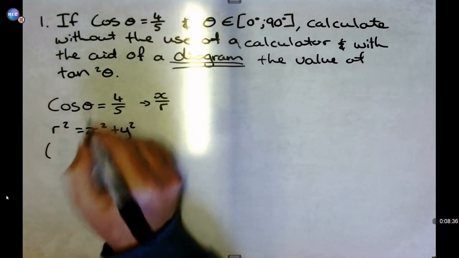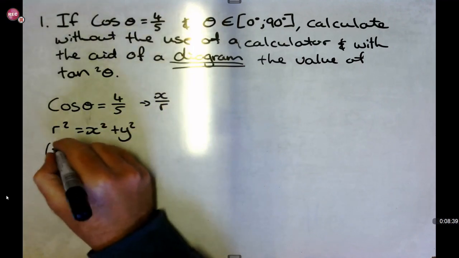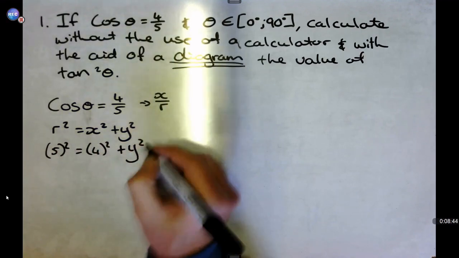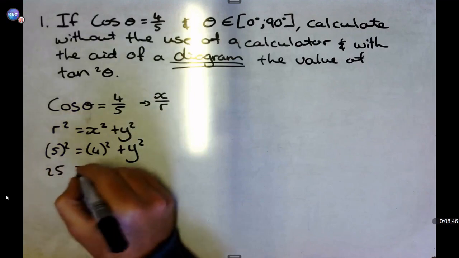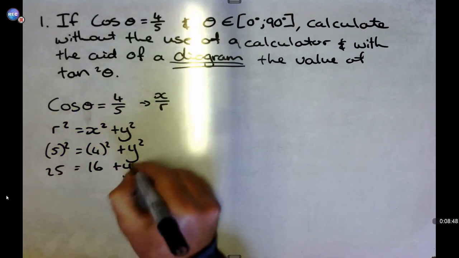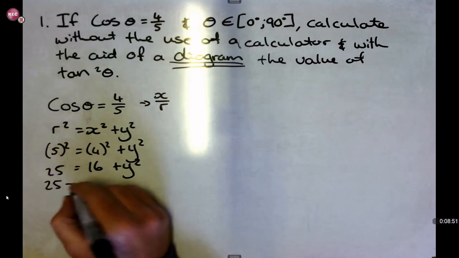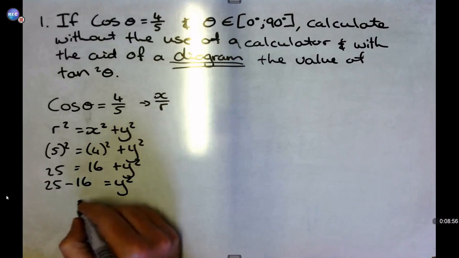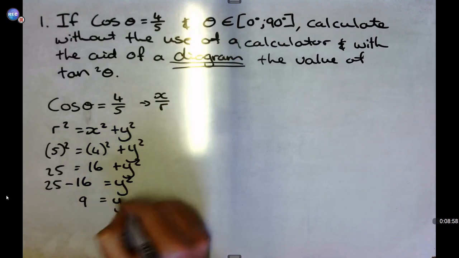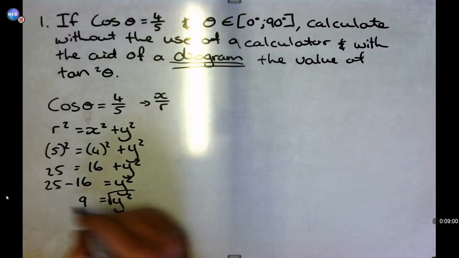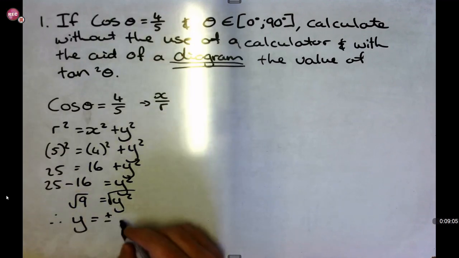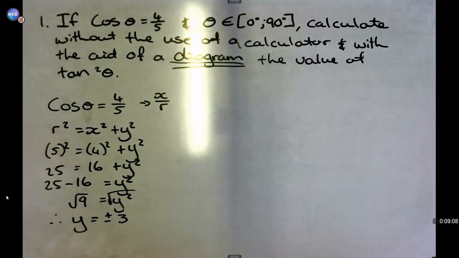So, r's value is 5, so you say 5 squared equals x's value, which is 4, so 4 squared plus y squared. 5 times 5 is 25, equals 16 plus y squared. Carry 16 over, it becomes negative. Then 25 minus 16 is 9, so y squared equals 9. You need to square root, and therefore y is equal to plus minus 3. Your height is plus minus 3.